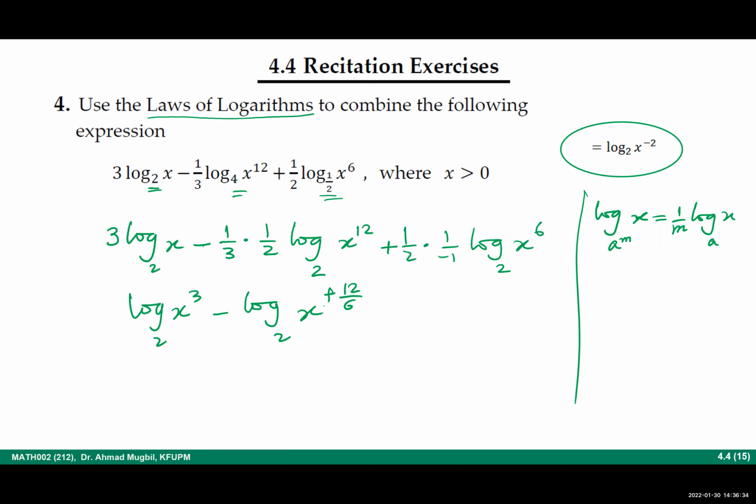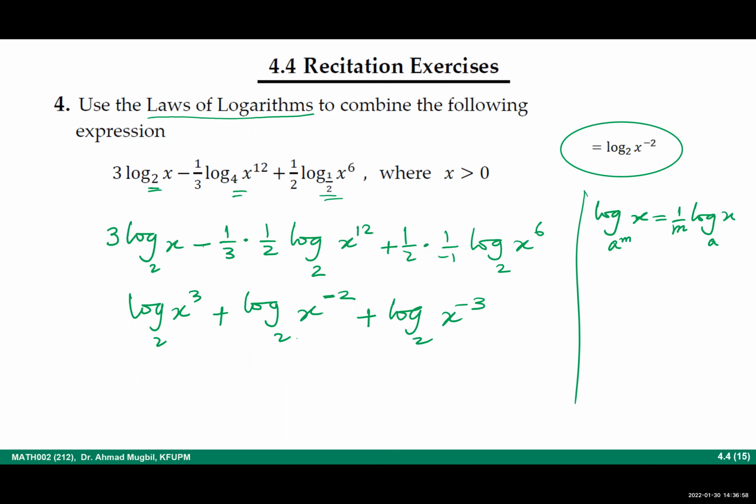And then you will use the quotient law. But I prefer to do this to make only one law at the end. This will be what? Negative 2, right? Finally, we have here what? Plus log 2 of x to the power 6 over negative 2, which is what? Negative 3. Are you with me?